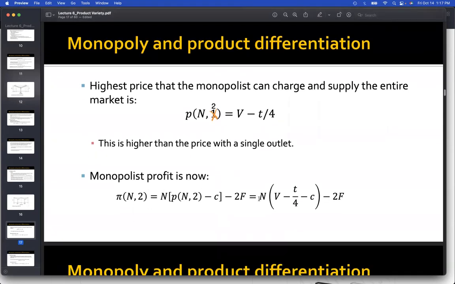The monopolist output is now this. So exactly this, the only thing I wanted to point out that's different, other than the price here, is the fact that 2F is now your setup cost.